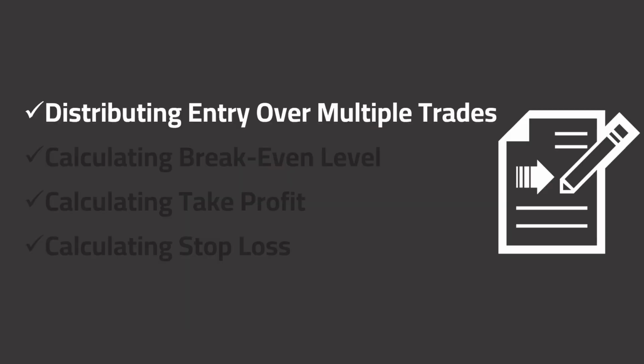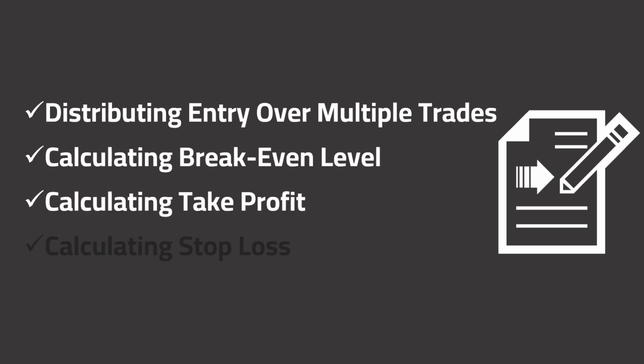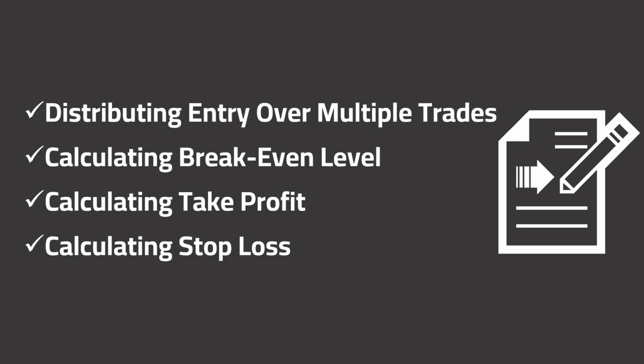First, spread your entry over more than one price level so that the distance between trades is based on a clear mathematical gradient. Second, calculate the break-even level for all open trades. Third, calculate a single take-profit level for all open trades. Fourth and finally, distribute the stop-loss points for all open trades.